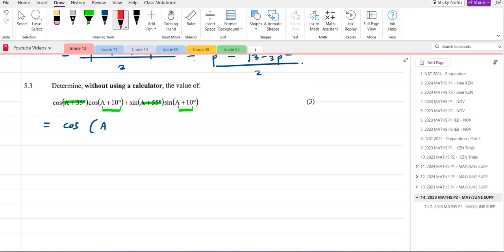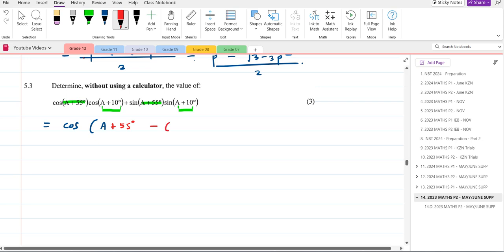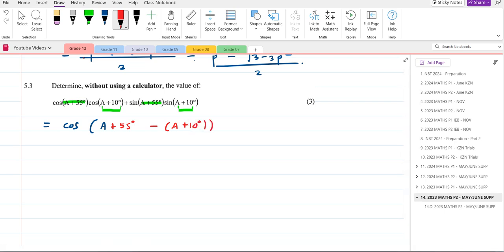So that's cos(A + 55 degrees) minus... take the opposite sign, because that's the expansion for cos. Only for sine does the sign remain the same. Anyways, this is cos(-A + 10). Right, so what we got: A minus A cancels out, A and A cancel out, 55 minus 10 is 45.